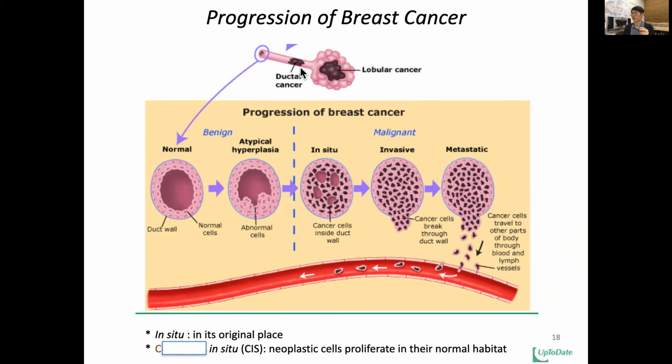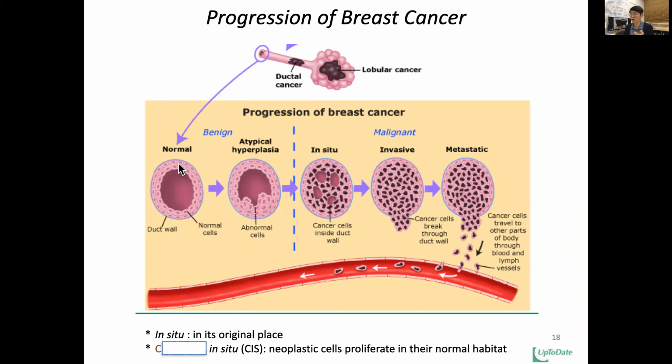formation, we can call it a ductal cancer, where the tumor forms, the cancer arises from the duct, or it can arise from this gland, or milk-forming gland. That is because it's a lobule, we call it a lobular cancer. So let's see a little bit of review of the progression of breast cancer.